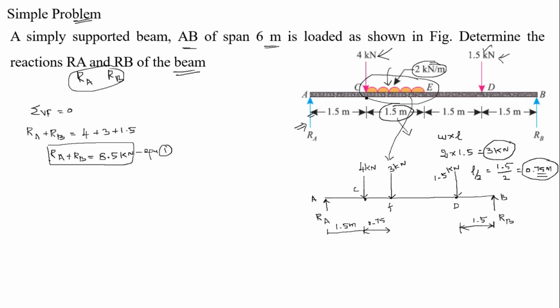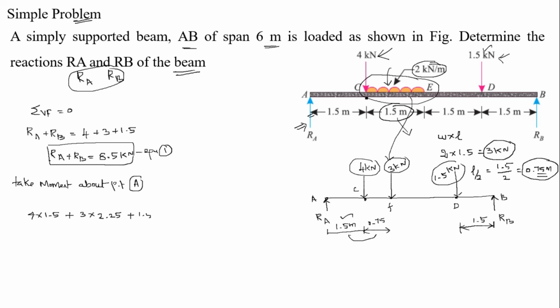Now we are going to take moment about point A, right. So clockwise moment is equal to anti-clockwise moment. Moment is equal to force into distance. So 4 kilonewton into 1.5. So 4 into 1.5, this is clockwise, plus 3 kilonewton into 1.5 plus 0.75, right. 1.5 plus 0.75 is equal to 2.25. So 2.25, plus one more 1.5 kilonewton is there.